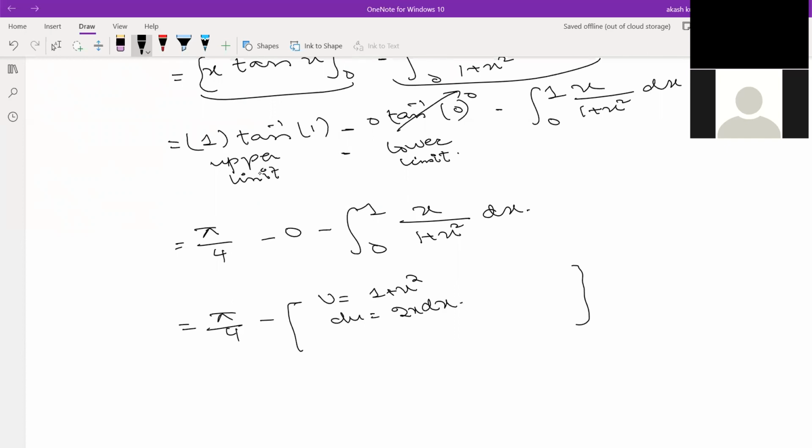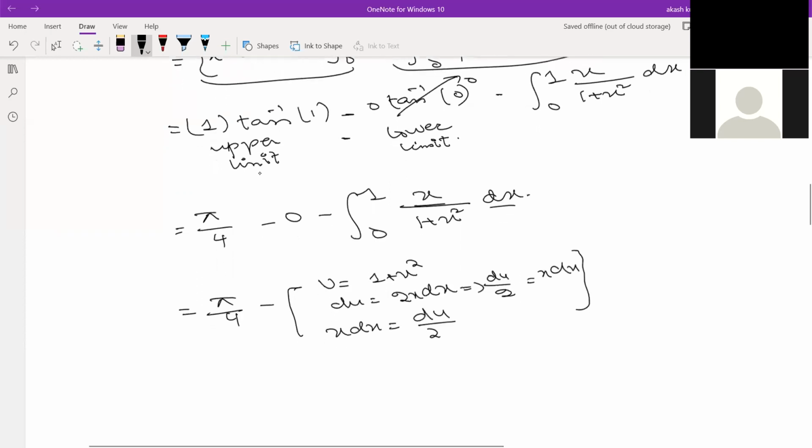Now I have got the derivative of a function. The function was 1 plus x squared. When I differentiated it, I got 2x dx. Now x dx becomes equal to du over 2, because I just divided both sides of the equation by 2. So du over 2 becomes x dx.